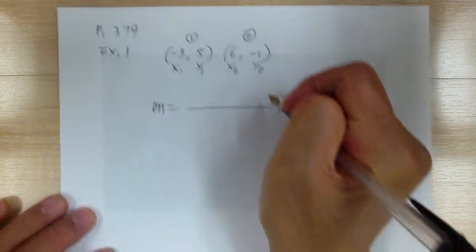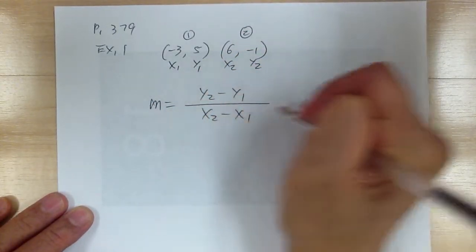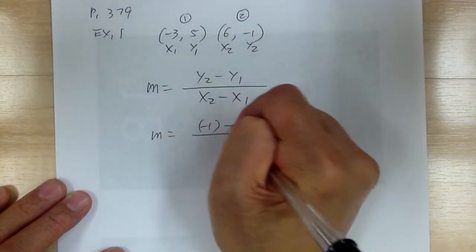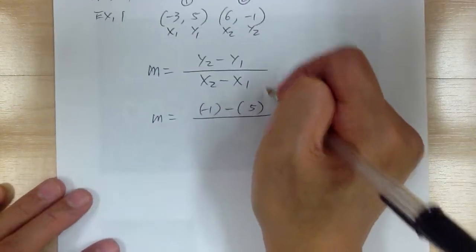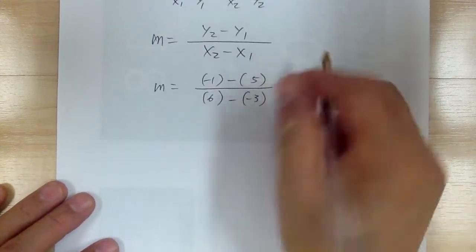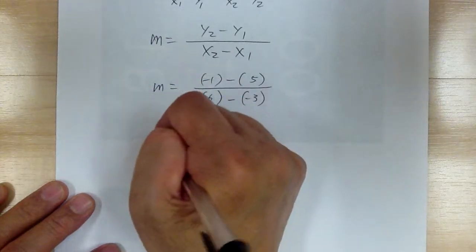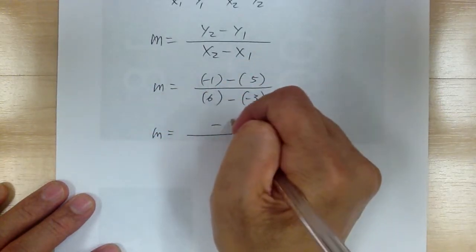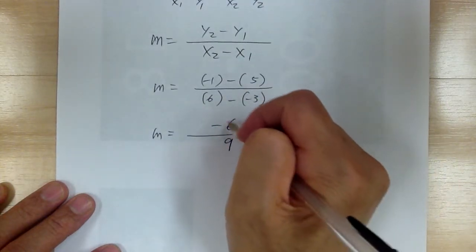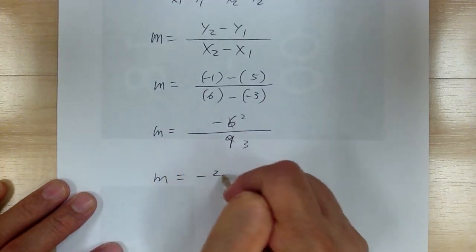So write down your formula: m equals y2 minus y1 over x2 minus x1. So you just substitute the numbers. y2 is -1, y1 is 5, x2 is 6, x1 is -3. It's very important that you put in parentheses when you substitute so you can keep track of your negatives. So when you do this, you're going to get -6 over 9, and you reduce by dividing by 3 and dividing by 3. So your slope is going to be equal to -2 over 3.